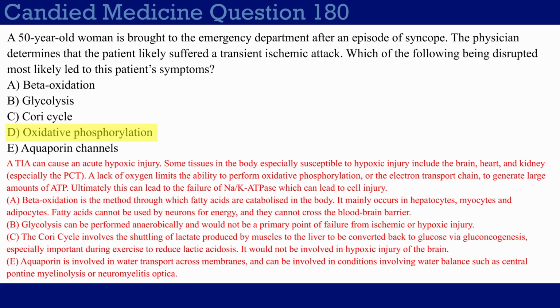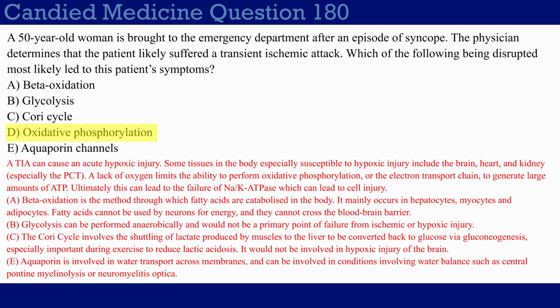The Cori cycle is basically a cycle for lactic acid. When lactate is produced by the muscles during exercise, or just whatever necessity, it can be transported over to the liver to be converted back into glucose via gluconeogenesis. Cori cycle is important for reducing the odds of lactic acidosis, and it's not really relevant to hypoxic injury of the brain. Choice E, aquaporin channels, is just a distractor I came up with.